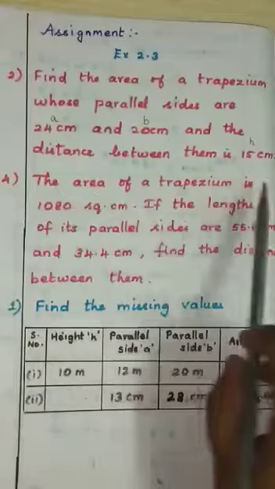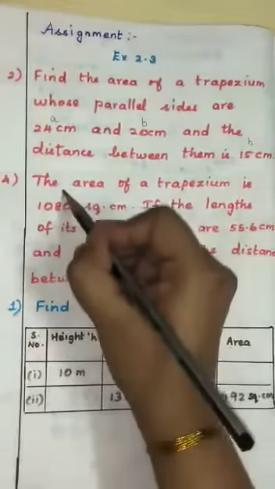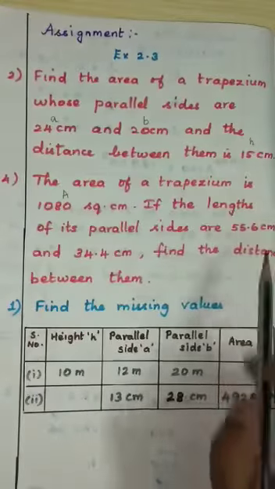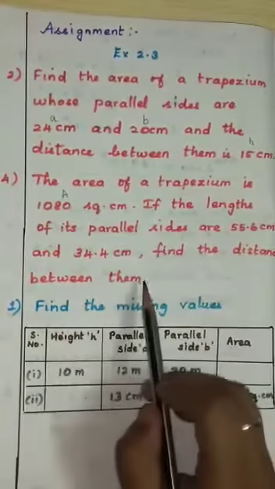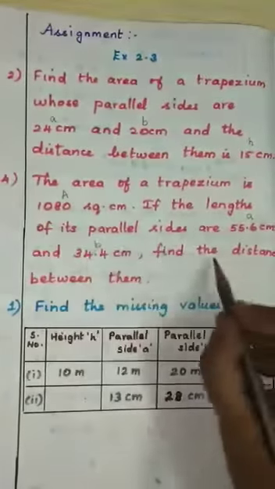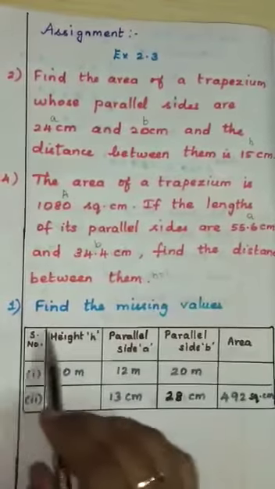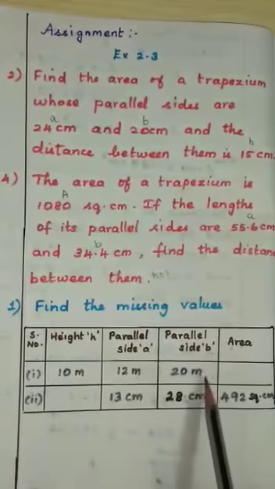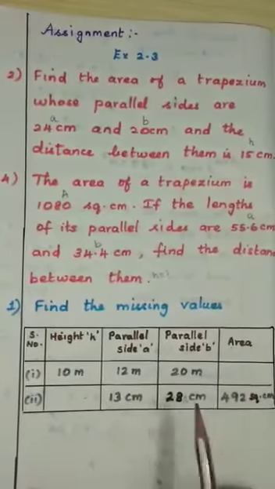Fourth problem, the area of trapezium is 1080 square centimeter. So this is capital A. If the lengths of its parallel sides are 55.6 centimeter and 34.4 centimeter, find the distance between them. So the values of small a and small b are given and you are asked to find the value of h. First problem, find the missing values. Height is given, small a is given, b is given, and you are asked to find area.